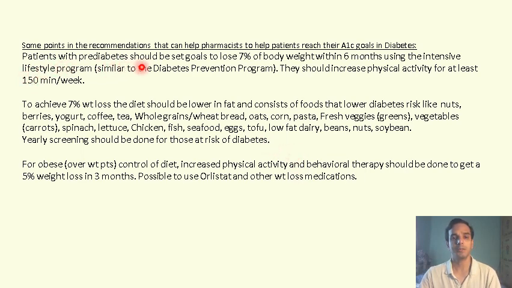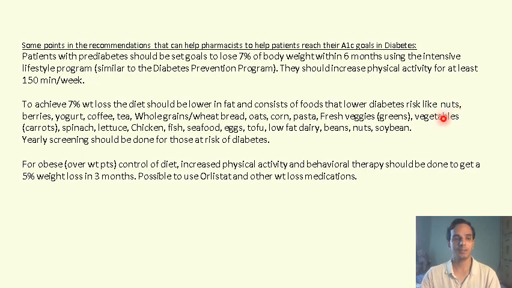Patients with pre-diabetes should set goals to lose 7% of body weight within 6 months using intensive lifestyle programs and diet similar to the diabetes prevention program. They should also increase physical activity to at least 150 minutes per week. These 2 points, losing 7% of body weight and increasing physical activity, are the main points of the diabetes prevention program.